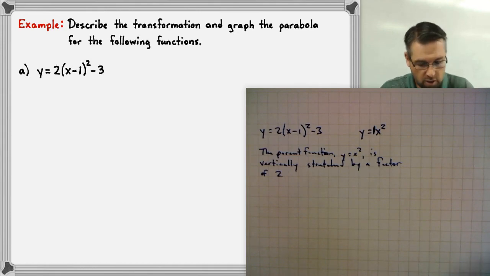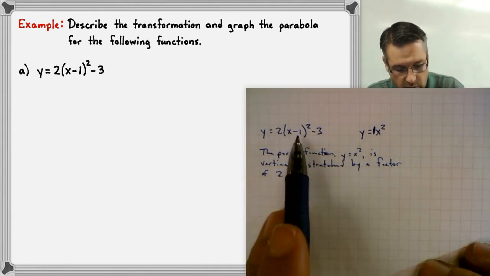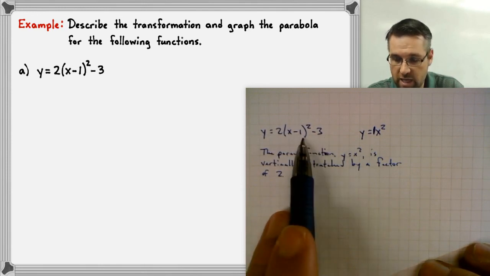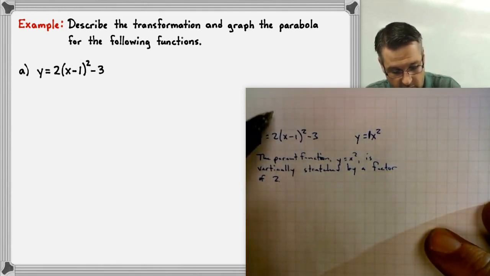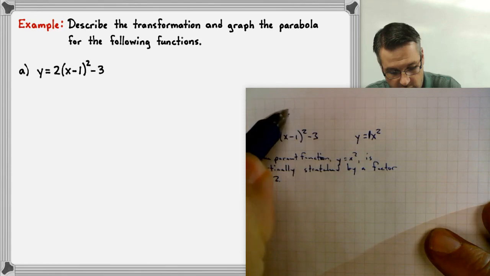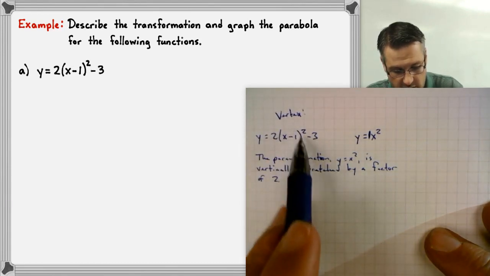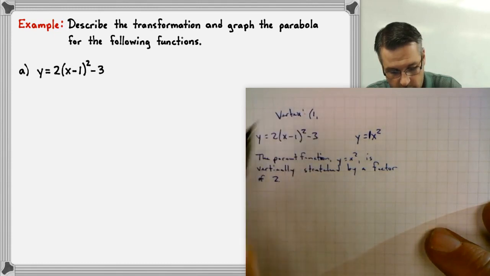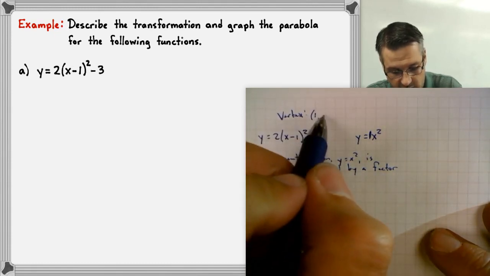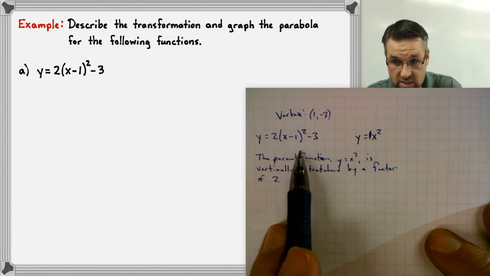Okay? So it's vertically stretched by a factor of 2. And then we also notice that we moved our vertex. So let me go ahead and identify my vertex here. We know that the vertex, remember, we change the sign of this one, so the vertex is 1, comma, and we keep that sign, -3. Okay, so that's the vertex of this parabola.